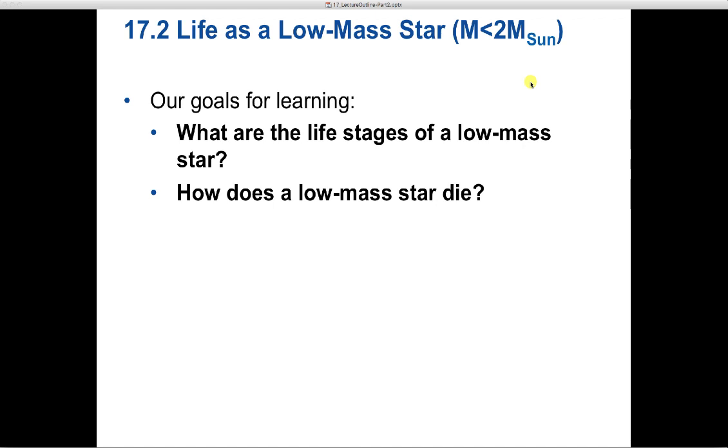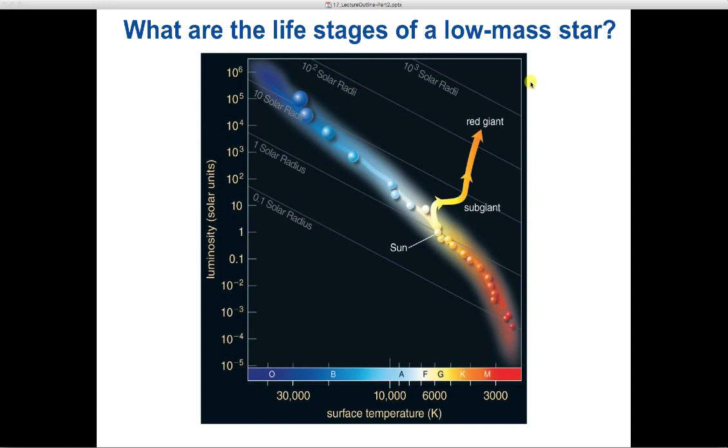Hi class, in this part of Chapter 17 we want to talk about low mass stars. Those are stars that have masses less than 2 times the mass of the Sun, and talk about how they end their lives. They live on the main sequence for a long time, and then some things are changing, and then what are these changes that occur that then end up having the ultimate demise of the star? What's the last thing that will be left over after the star dies? So how do low mass stars die?